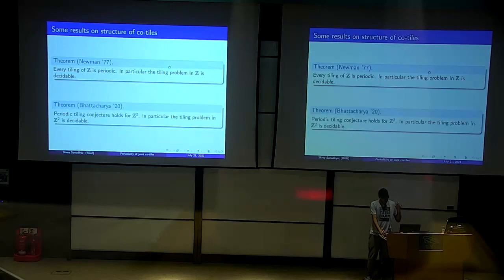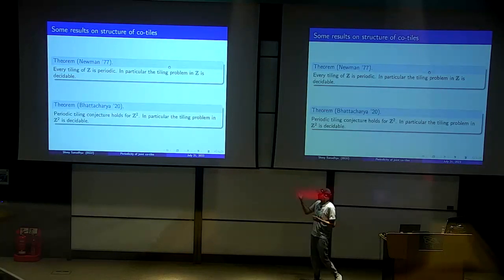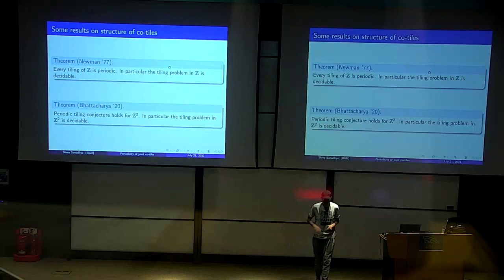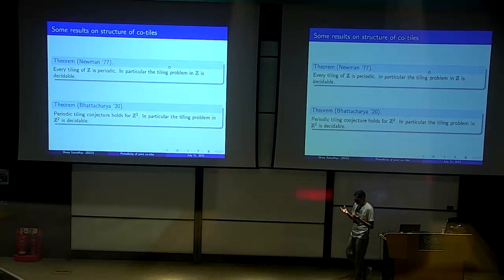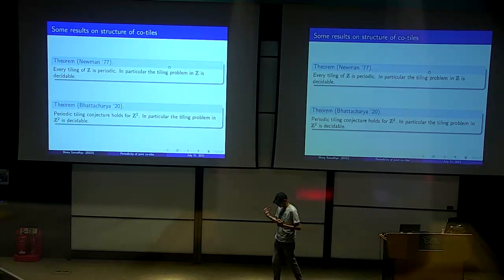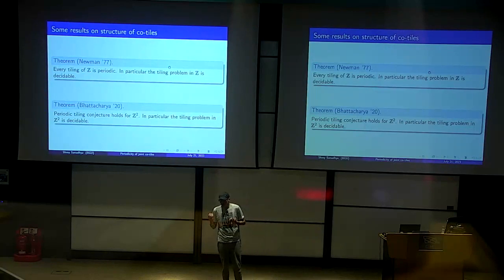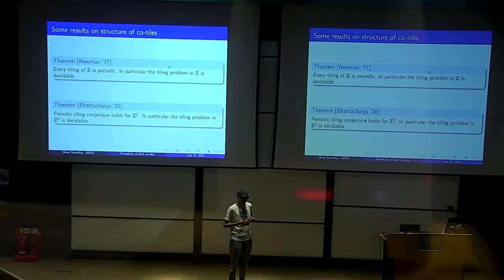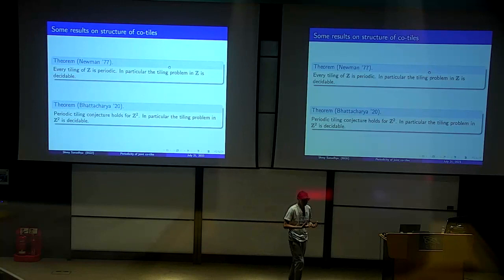And Bhattacharya put out his preprint in 2016, but I'm putting it here at 2020. He proved the periodic tiling conjecture for Z^2, and in particular, this tiling problem is decidable in Z^2. Bhattacharya uses algorithmic theoretic tools to prove his work, and in 2021, Greenfeld and Tao put out a paper and they improved his work and they use combinatorial techniques. So I'll spend some time discussing these techniques.